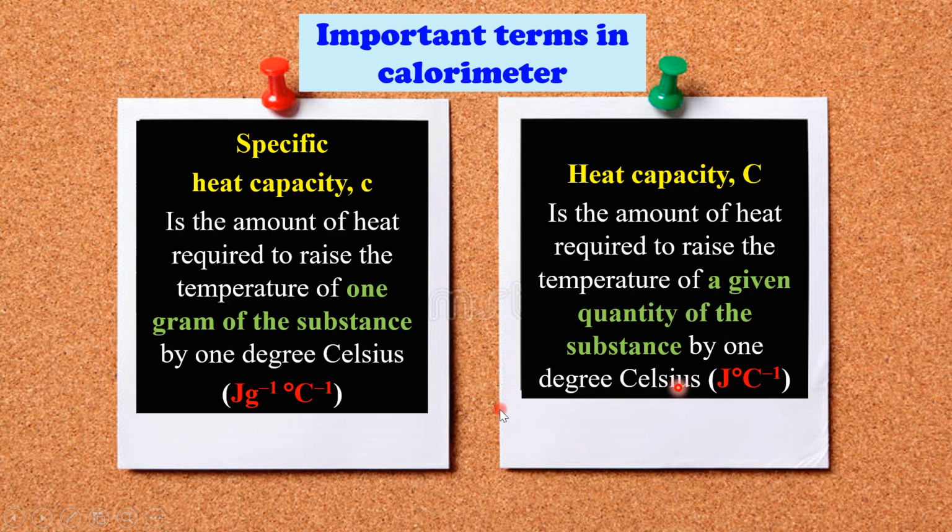So the difference here is that specific heat capacity involves 1 gram of the substance, whereas heat capacity involves a given quantity of the substance. The unit for specific heat capacity is joule per gram per degree Celsius, whereas the unit for heat capacity is joule per degree Celsius.